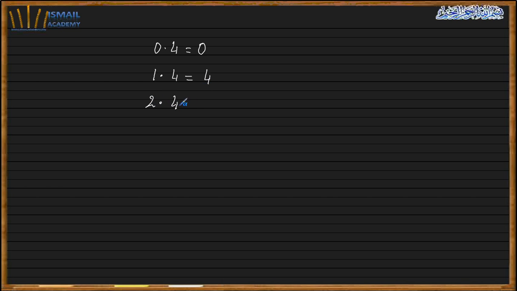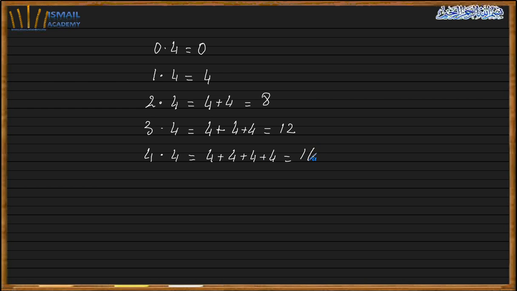2 times 4, how many 4s do I have? I have two 4s. That means I have 4 plus 4, which is 8. 3 times 4, how many 4s? I have three 4s, 4 plus 4 plus 4, which, if I add them, gives 12. 4 times 4, how many 4s? I have four 4s, 4 plus 4 plus 4 plus 4. If I add all of them, I will get 16.